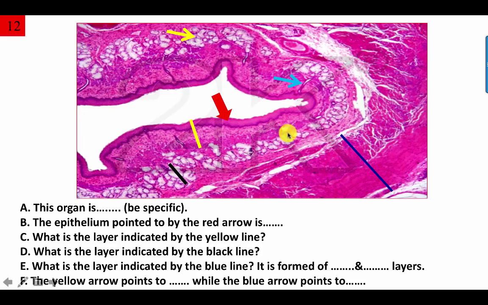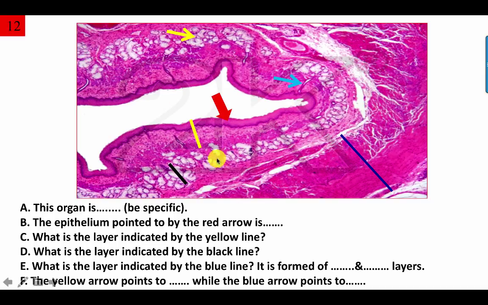Let's start with the digestive tube. This is a picture for a luminal organ, the organ having a lumen, and this is a lining which is thick, formed of many layers of nuclei, so it is a stratified squamous epithelium. This means that I am in the esophagus. The organ here is esophagus.